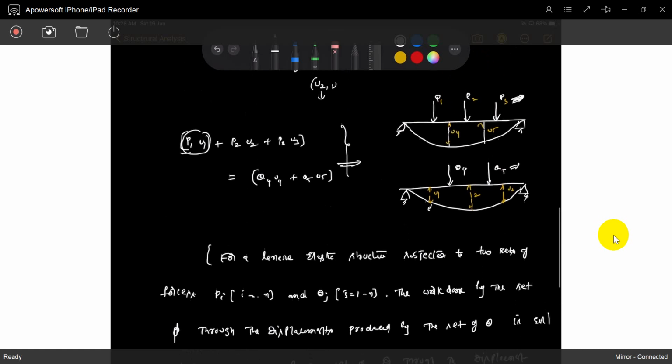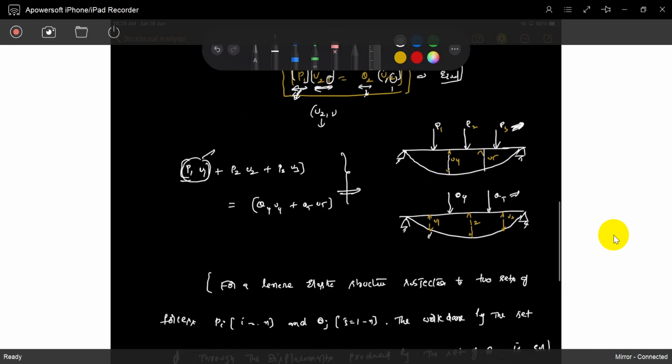Understood? This is work done. Force into displacement is work done. The work done by the set of P through the displacement produced by the Q system. By the displacements produced by the set of Q forces, P1 U1, P2 U2, but in the same direction. So work done is taken as force into displacement, but that displacement is compulsorily in the direction of the force. We already discussed this so much in the unit load method.